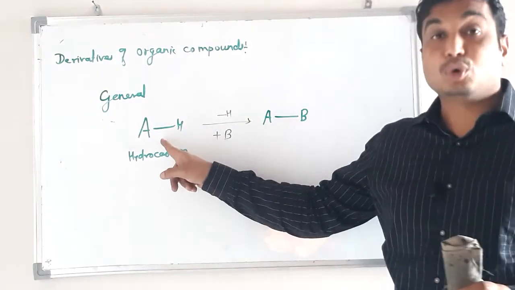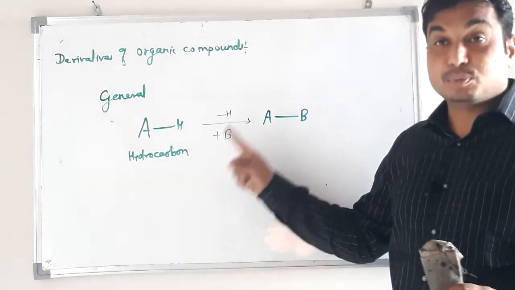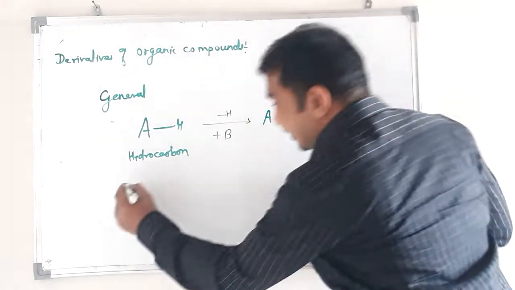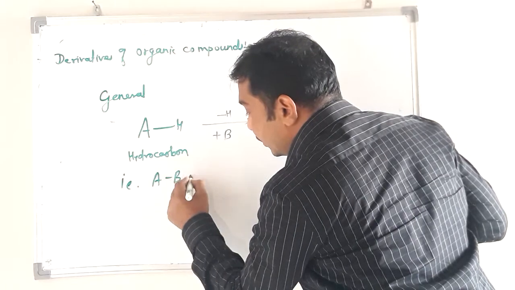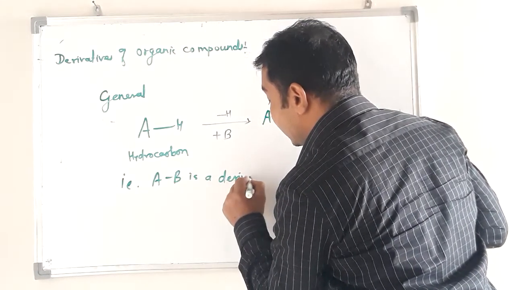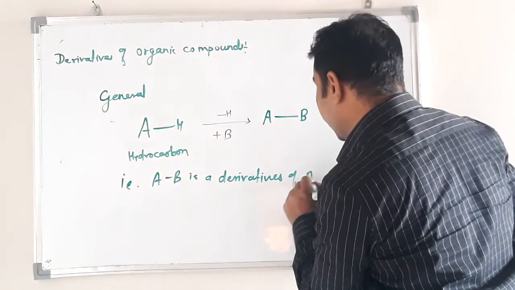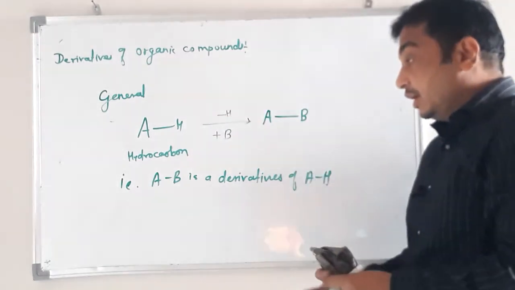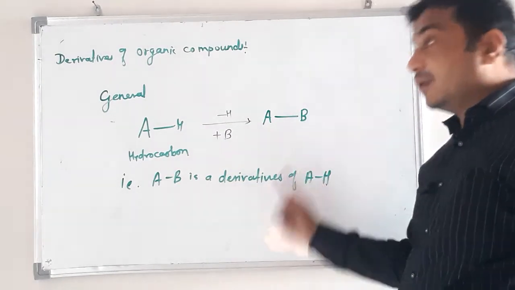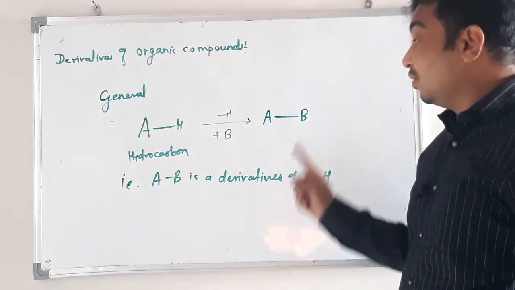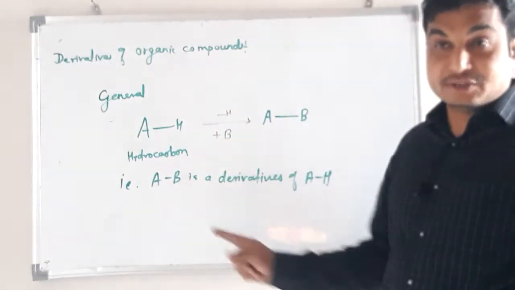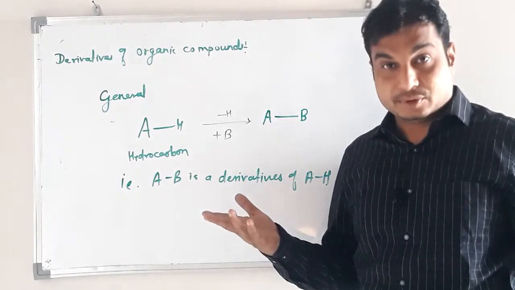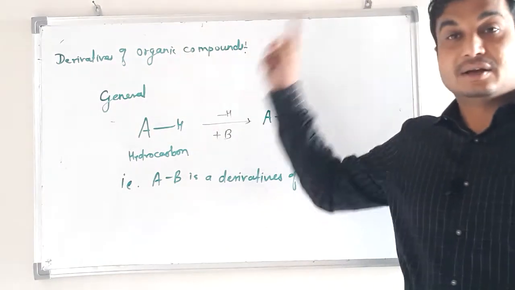So A-H is the producer, the parent, of A-B. So we can say A-B is a derivative of A-H. This is the statement applicable here: A-B is a derivative of A-H, because we have obtained A-B from A-H by replacing one hydrogen atom by B. Okay, so that is the meaning of derivative of an organic compound.